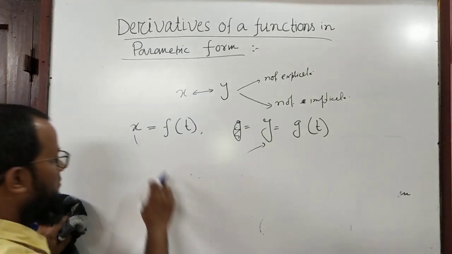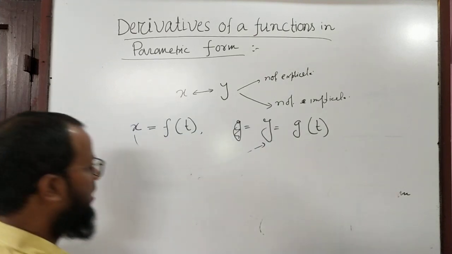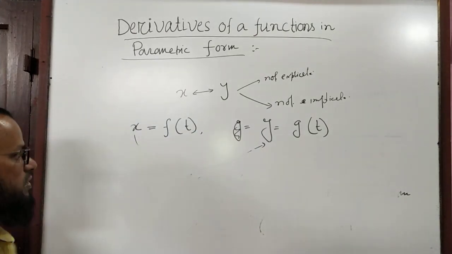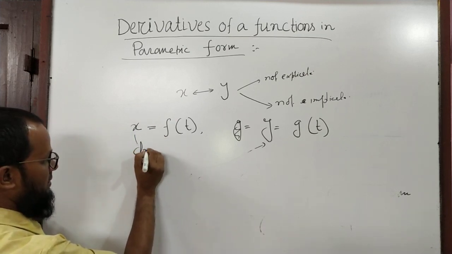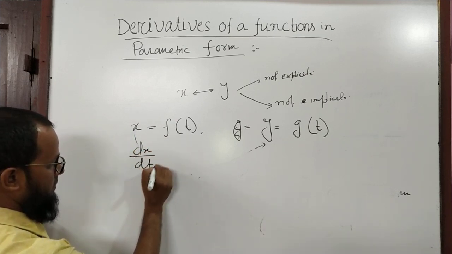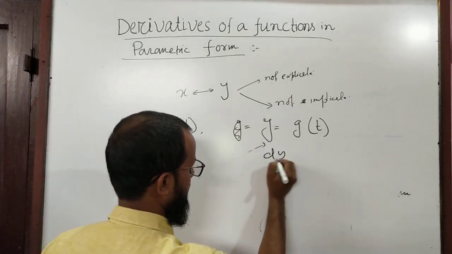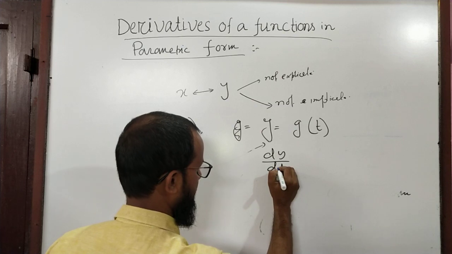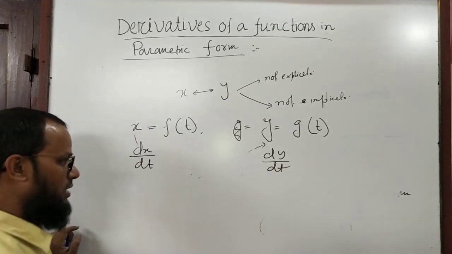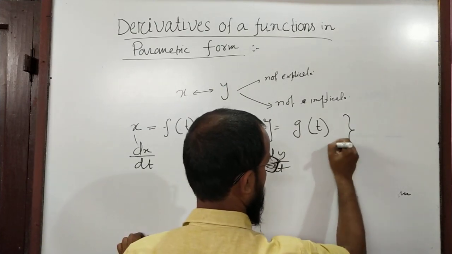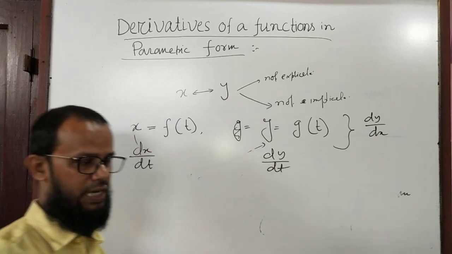So suppose x is equal to f(t) and y equal to g(t). x is a function of t and y is also a function of t. Since x is a function of t, you can find the derivative of x with respect to t. Also, since y is a function of t, you can get the derivative of y with respect to t. Our aim is to find dy by dx, the derivative of y with respect to x.